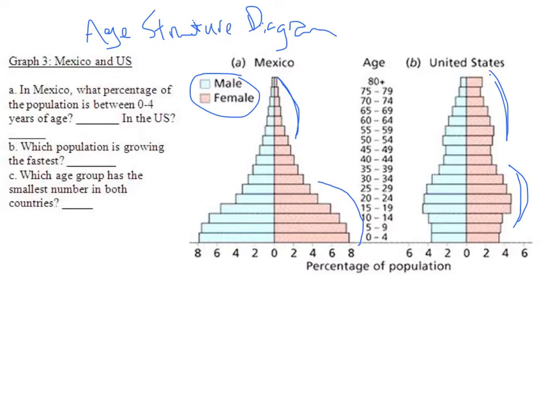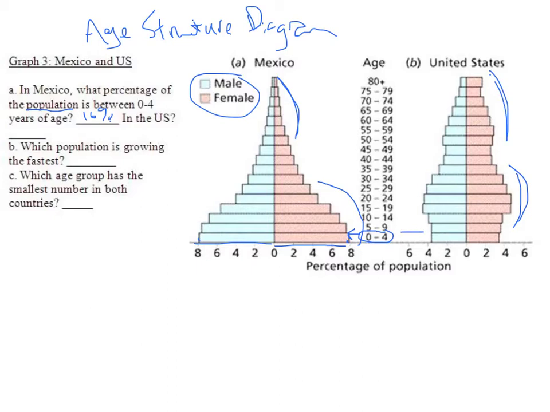So letter A, in Mexico, what percentage of the population is between 0 and 4 years of age? So here's 0 to 4, so we're looking at the bottom level. And if it asks us about the entire population, that means that we have to add up both the boys and the girls here. So we have not quite 8% of females are 0 to 4, not quite 8% of males are 0 to 4. So we can say roughly 15 to 16% of the population of Mexico is 0 to 4.